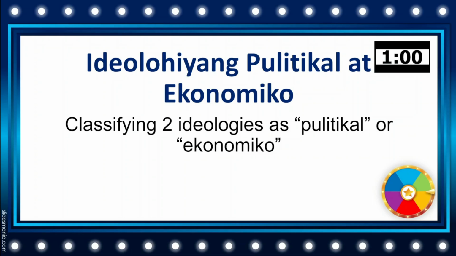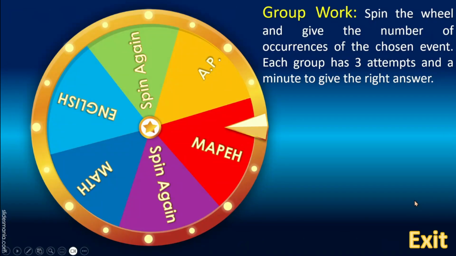So if you said 4, then you are absolutely right. And why is that? Because there are two ideologies, meaning there are two events, meaning there are two factors. And for the first factor, there are two choices, political or economical, and so it is with the second factor. So 2 times 2 is equal to 4. So I hope you answered everything correctly because we are going to have a seat work after this. So you can be ready for that.